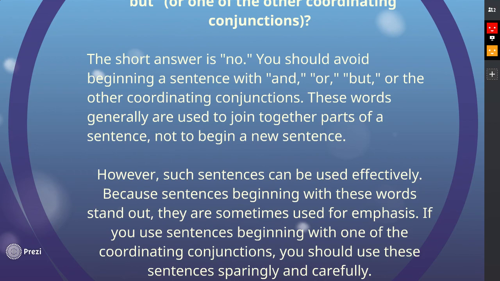So the big thing here, key word that you're writing, you should avoid beginning a sentence with those terms. They can certainly be used to join things together, but not to begin, in other words, you're writing in a brand new sentence.